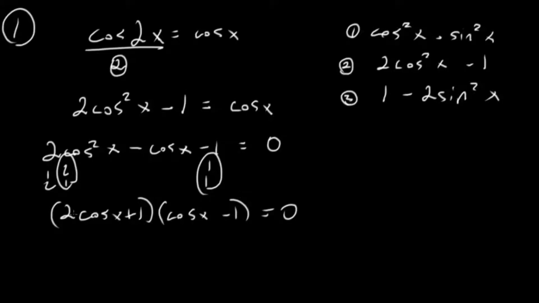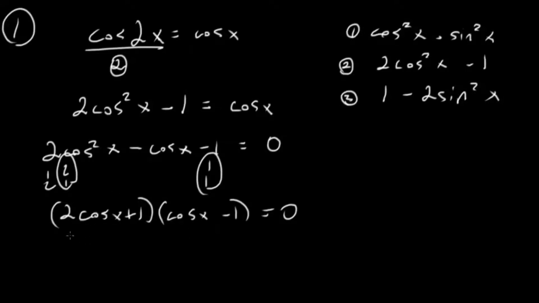Cool. Let me double check that that's right. All right, factoring can be difficult, but checking your answer is not. 2 cosine x times cosine x, that's 2 cosine x squared. 1 times negative 1, that's negative 1. And we have a negative 2 cosine x and a positive 1 cosine x. That sums to negative 1. Perfect. Cool. So we now have zero product property.